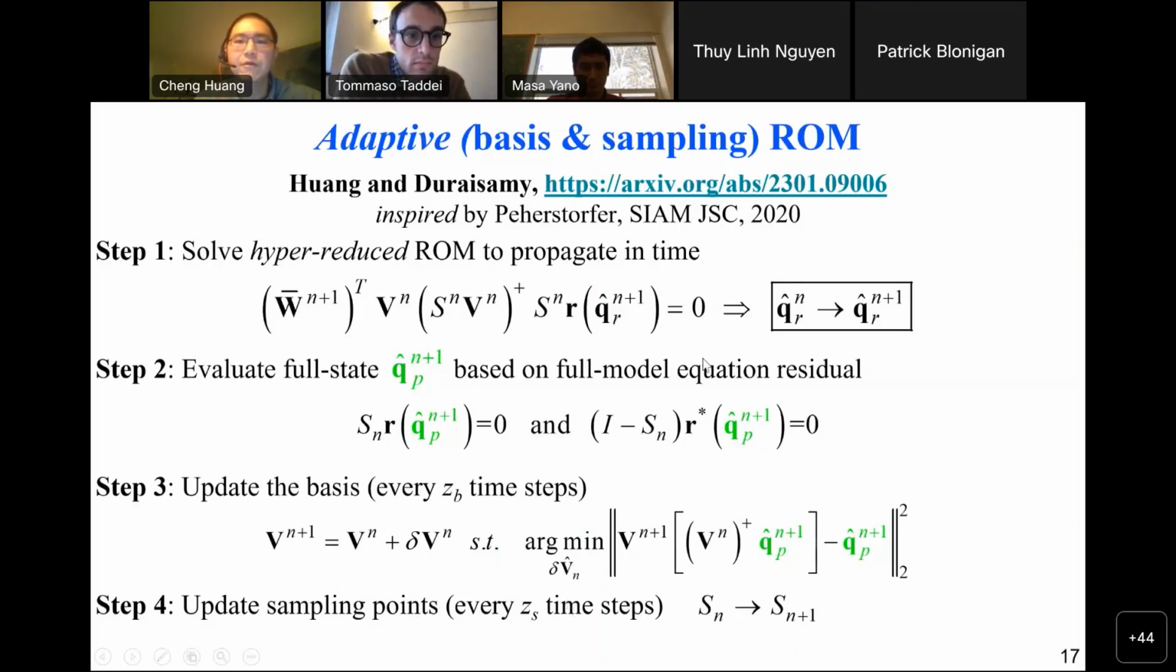Basically, we still solve the ROM, and then we evaluate some of the information from the full order model equation residual. So here is the expensive part for this method, because you do need to go to your equation residual and evaluate something. That will significantly increase some of the computation time for your ROM. But again, you are reducing the offline training time and significantly improving your predictive capability. So there's always pros and cons there.